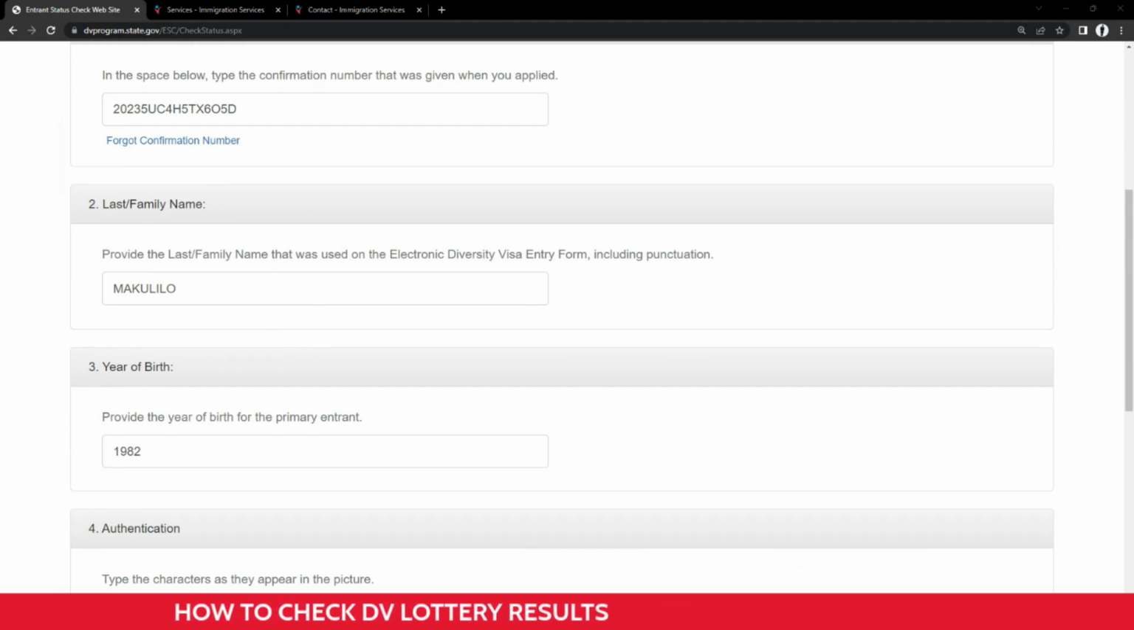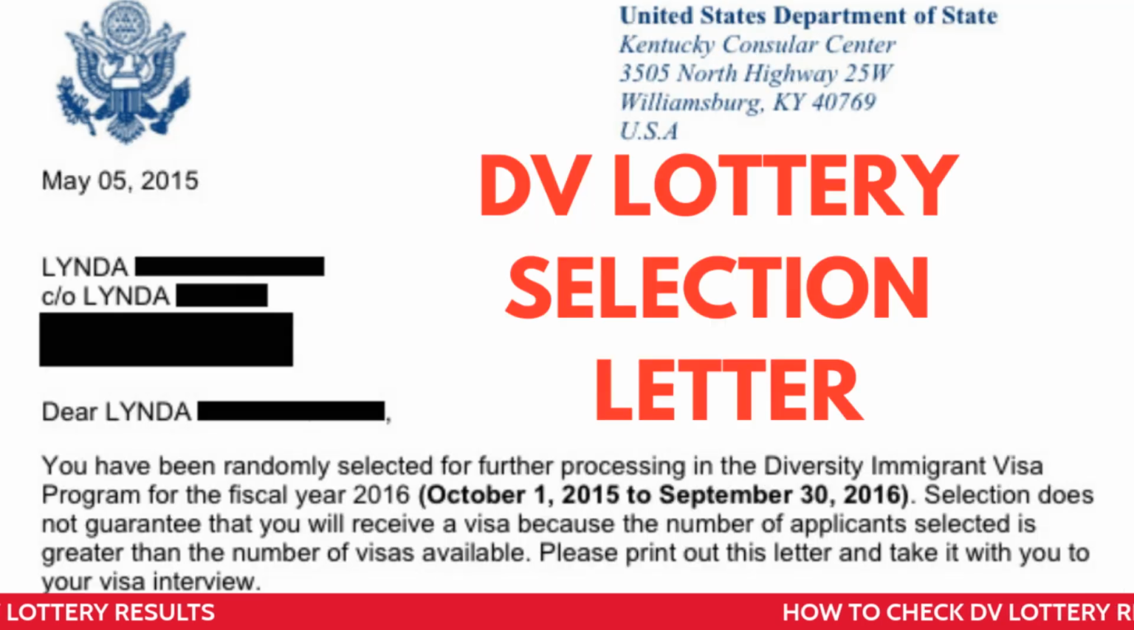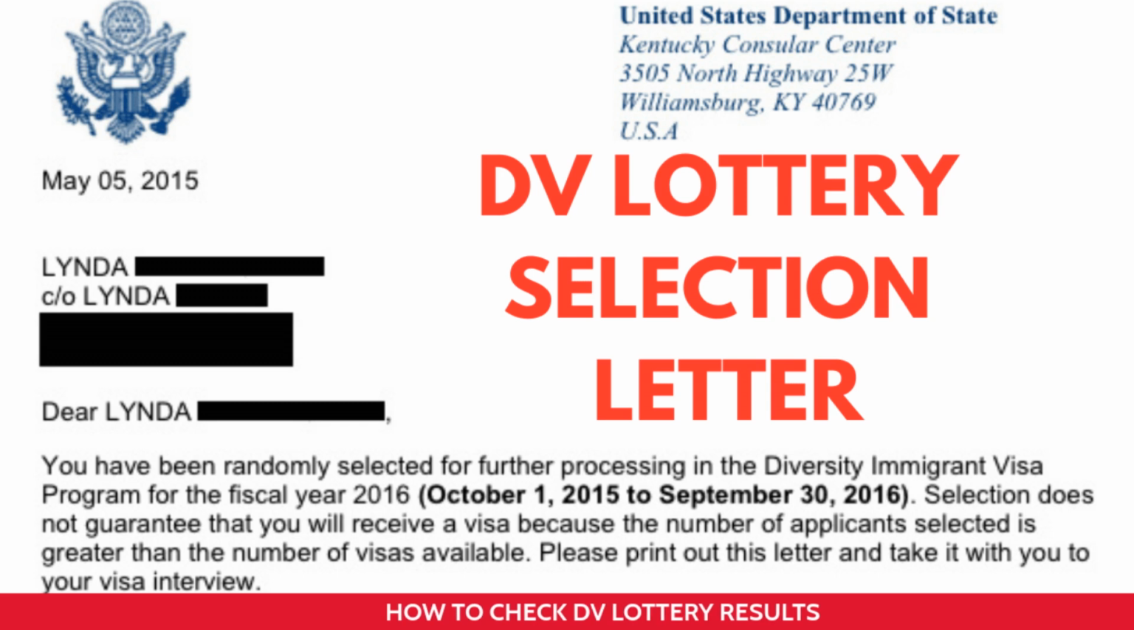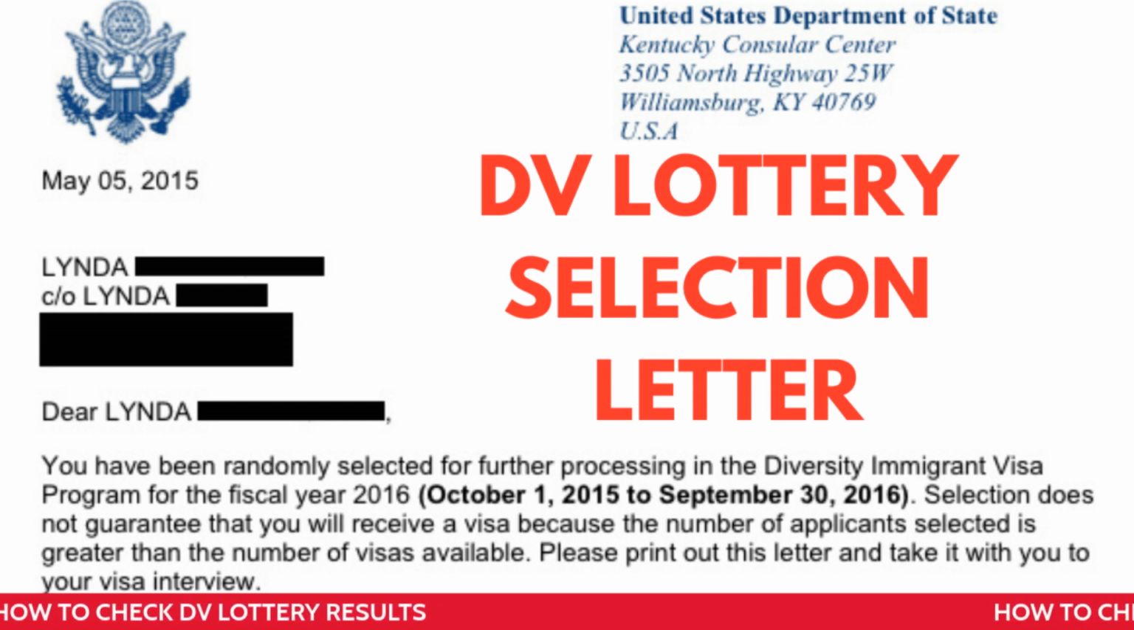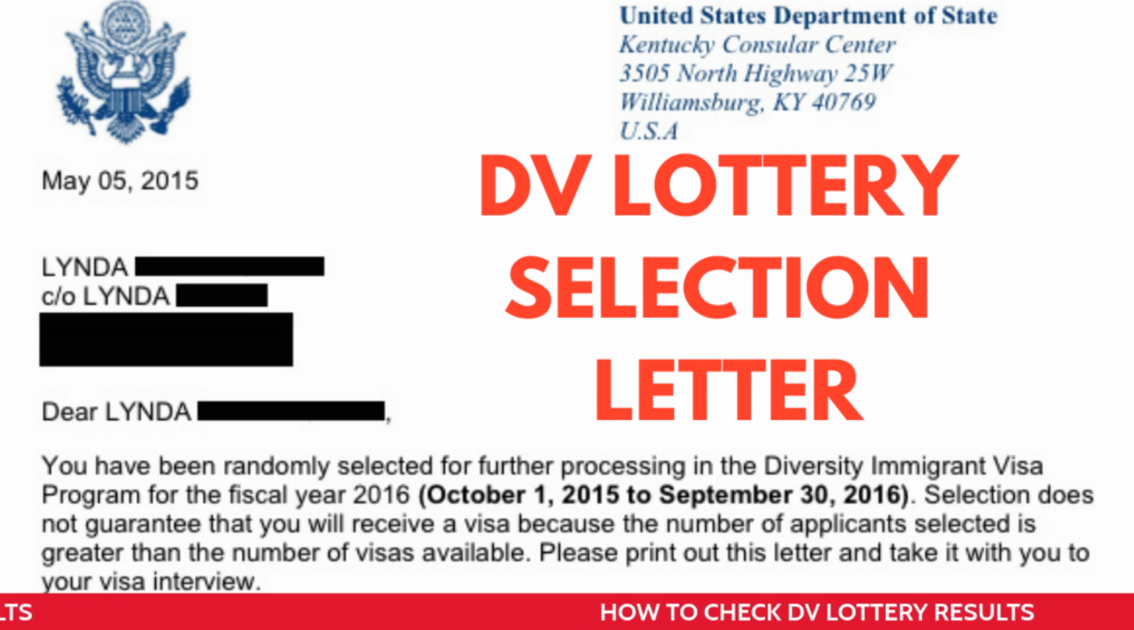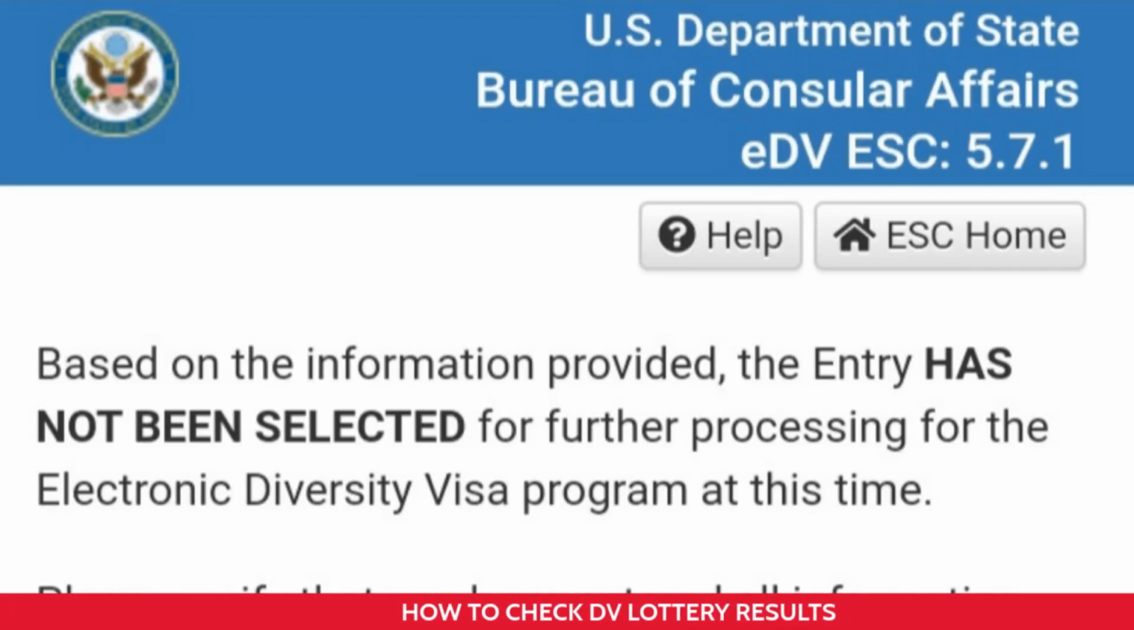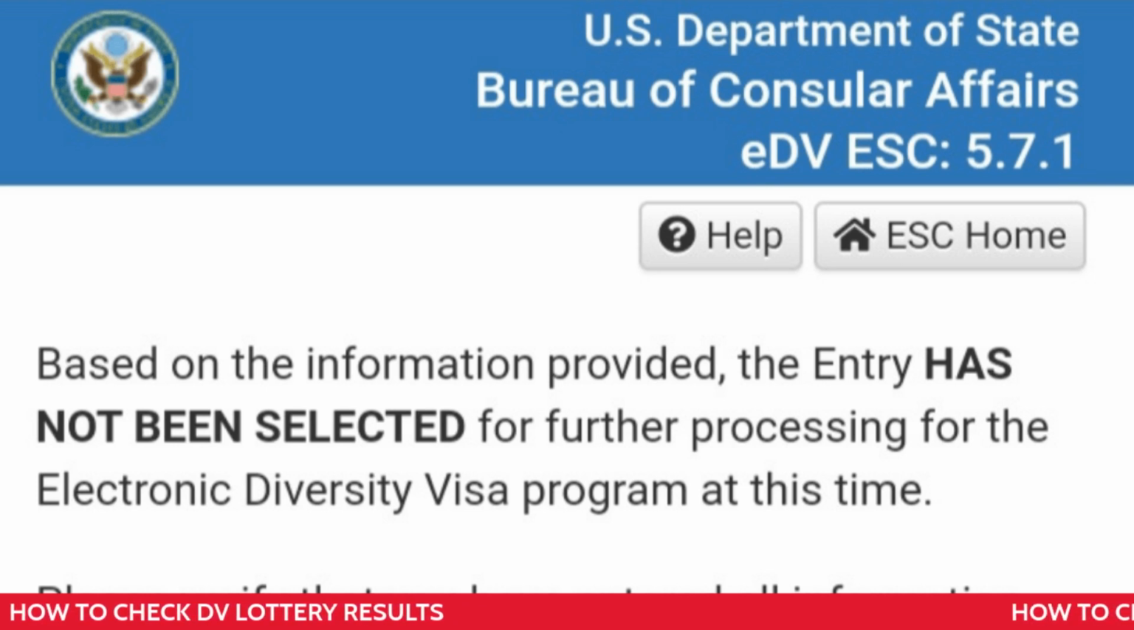If you are the winner of the DV lottery, you will receive a DV lottery selection letter, which is the first notification letter, congratulating you that you are the winner of the DV lottery. That's number one. If you are not the winner, it will say this way: based on the information provided, the entry has not been selected for further processing.